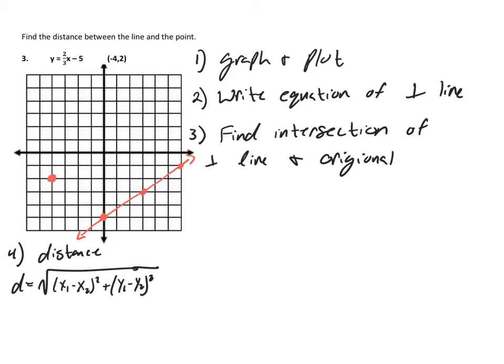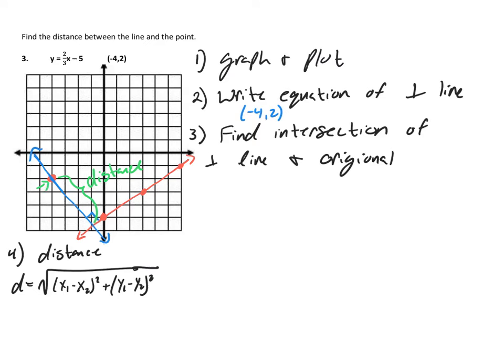Okay, so now what we need is a perpendicular line that goes through that point and is perpendicular to that original line there. So we're going to sketch that on here just to give us a basis to go on. So we already know one point that this line goes through, and that is our original point, -4, 2. So the distance we're finding in this situation is this distance right here.